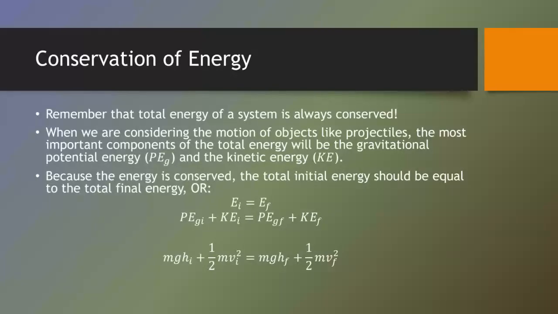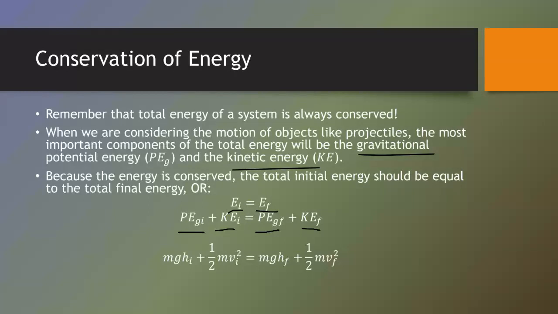Just as a way to recall, remember that the total energy of some closed system is always going to be conserved. When we're considering objects like projectiles, the energy considerations that we have to make are going to be the gravitational potential energy and then the kinetic energy. Because the total energy is conserved, the initial energy of the system should be equal to the final energy of the system, or the initial potential and kinetic energy should be equal to the final potential and kinetic energy when we add them up.